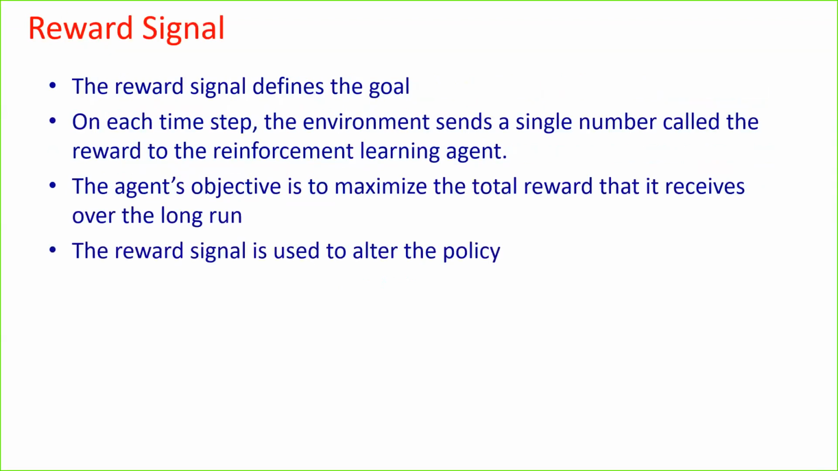And the reward signal defines the goal. On each time step, when the agent takes an action, it receives some reward signal. It can be a positive number or a negative number. The goal of the agent is to maximize the overall reward. So the reward signal is used to alter the policy. It means we have to learn a policy that maximizes the overall reward. It's not that the policy is defined and we just follow that policy.